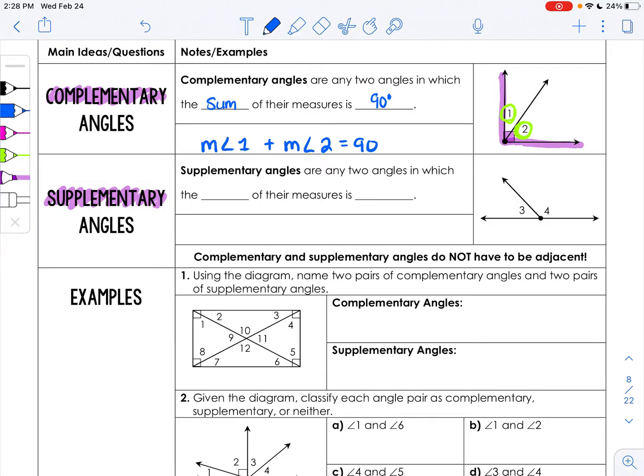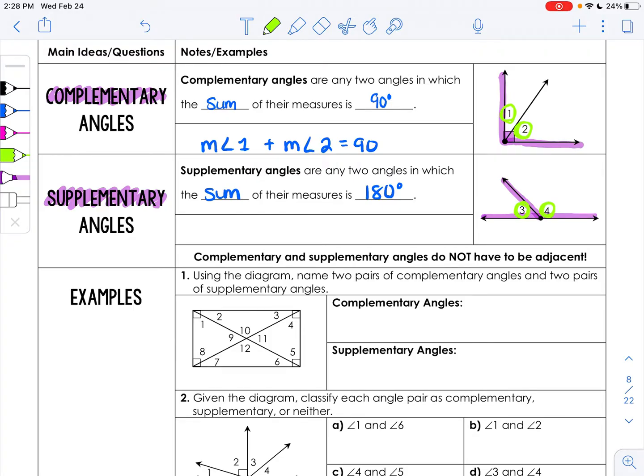Similar to complementary angles, you have supplementary angles. These are any two angles in which the sum, again addition, of the measurements is 180 degrees. So looking at the visual on the right, we have two angles that are formed to make a straight angle. You have angle 3 and angle 4. And together, these make a straight angle, which is 180 degrees.